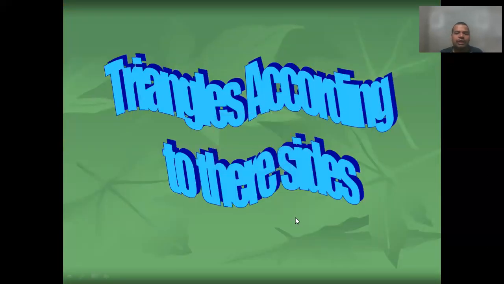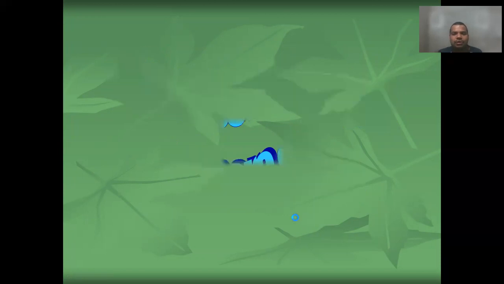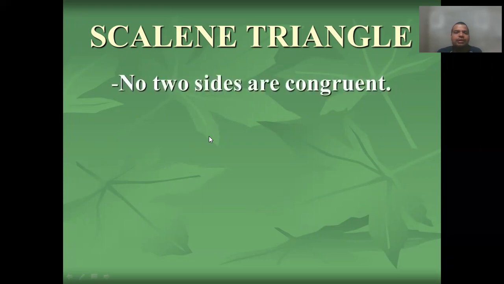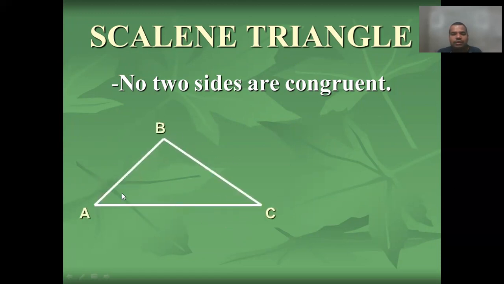Now we will study the classification based on their sides. According to the sides, we have three types. The first one is the scalene triangle. So what is a scalene triangle? It is one where none of the sides are congruent. Can you observe over here that no side is equal to another side? All of them have different measurements.